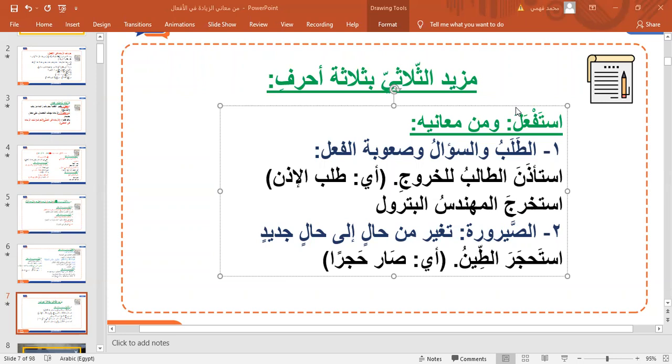The second meaning is السيرورة, معنى to change from one state to another, to a new state. For example, when clay turns to stone, if it's put in the sun and hardened. So we'd say استحجر الطين, i.e. the clay became stone.